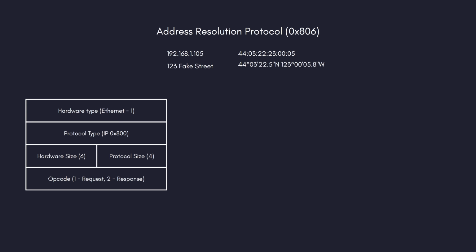The hardware size, 6 bytes like we mentioned before, and the protocol size, the 32-bit IP, which is 4 bytes. Again, this is hard-coded because it probably never will change, at least in my system. And finally, an operation code. We send 1 for a request and 2 for a response.